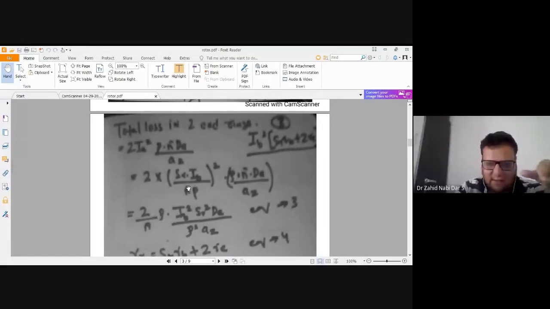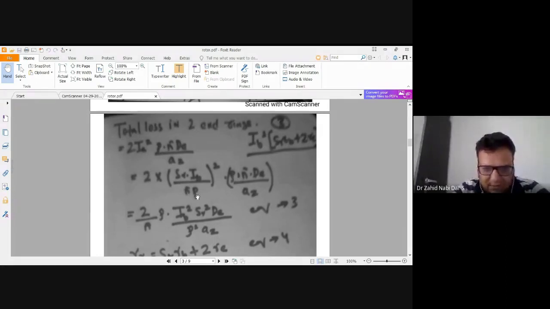See here, this is pi square, so one more pi is here. One pi square and one pi will get cancelled, so you remain with 2 by pi. Here you have SR square, then IB square, DE, and then AE is left over here. This is not rho square, this is the number of poles, P square. This is P, pi P.